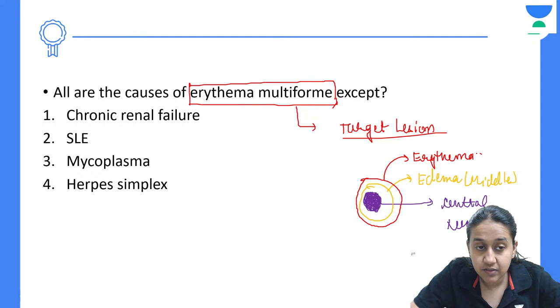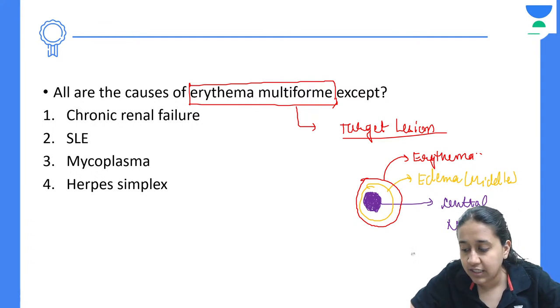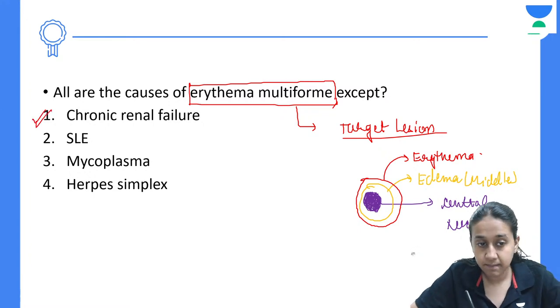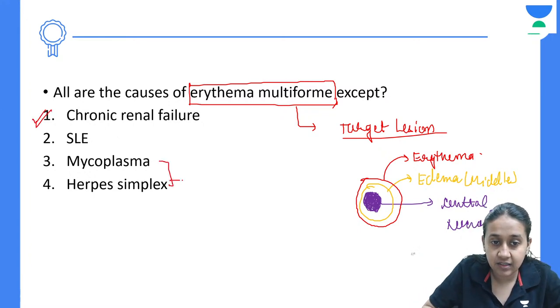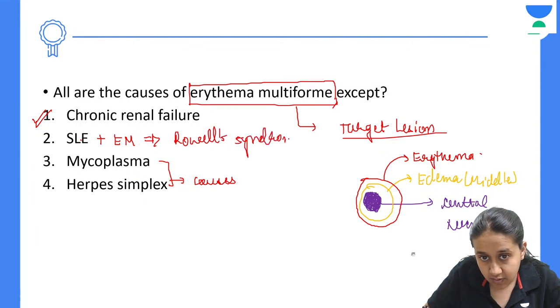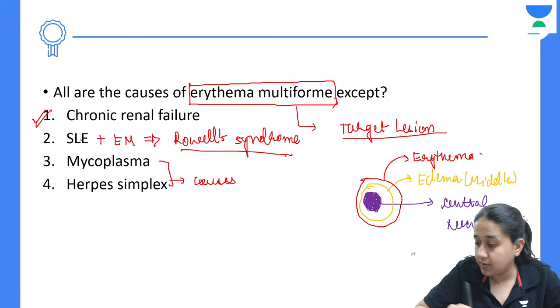Now the question is, which of the following will never show the erythema multiforme like clinical features? The answer to this question is option number 1. Herpes and mycoplasma, they are the common infection. They are the common cause of erythema multiforme. While in SLE patients, sometimes you develop the lesions of erythema multiforme, and those cases are known as Rowell's syndrome.